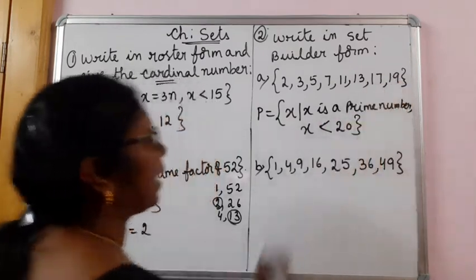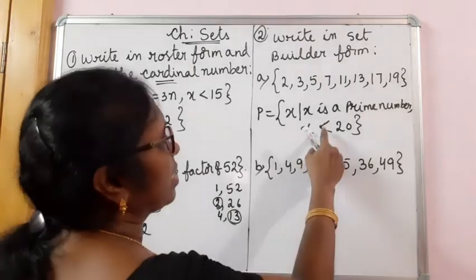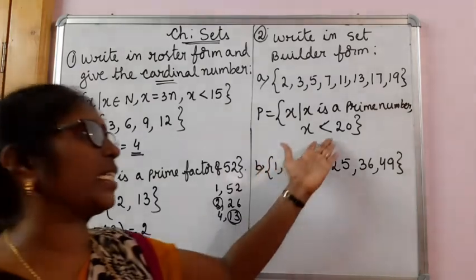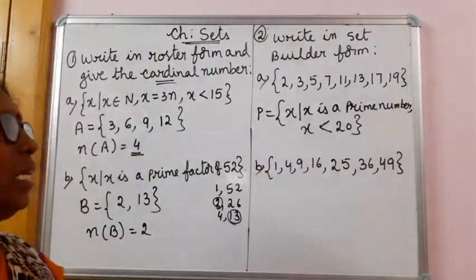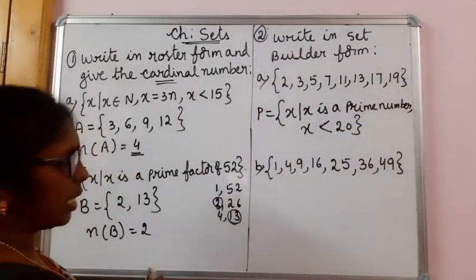Means up to 19 are there. So less than 20. Or you can write x is less than or equal to 19 also. If you write x is less than 21 also, 20 is not a prime number, you can write. Okay. Now, only set builder form I did that. Now let us work out for this.